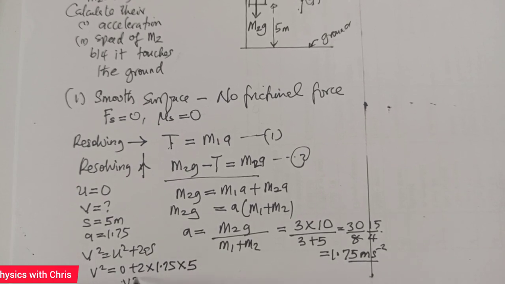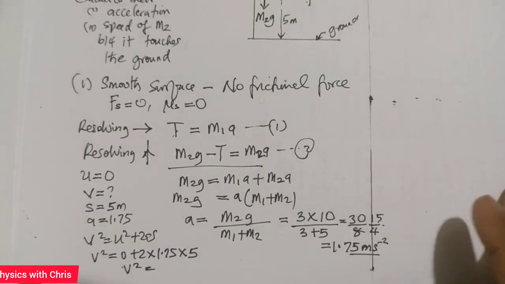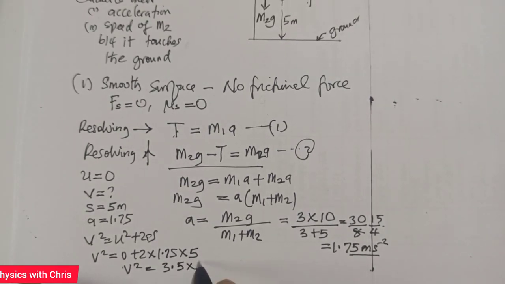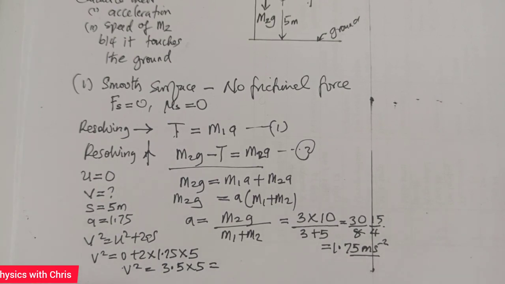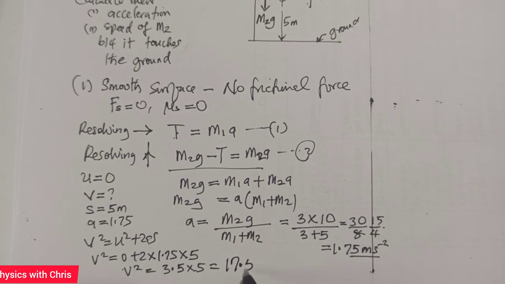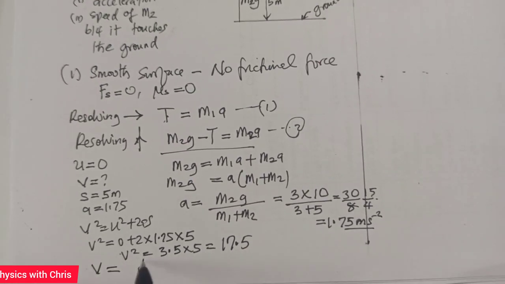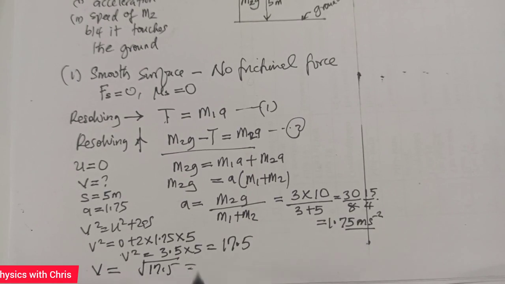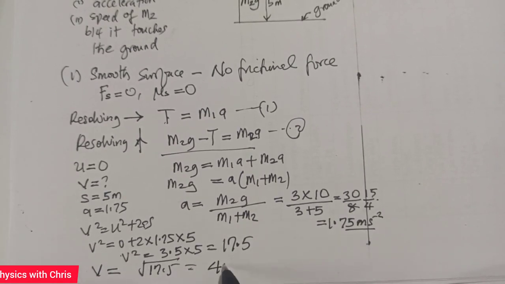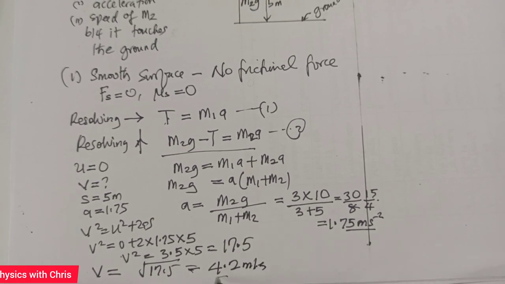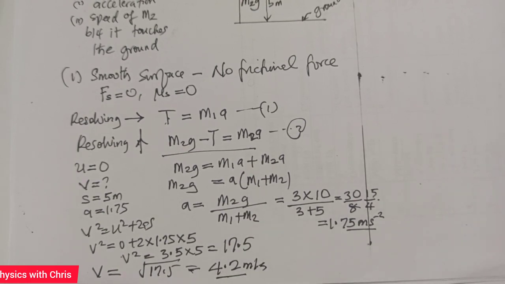So v squared equals 3.5 times 5, which gives me 17.5, and taking the square root of that, square root of 17.5 is roughly 4.2 meters per second. That gives the speed of block M2 just before it strikes the ground.